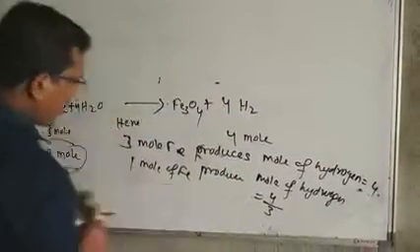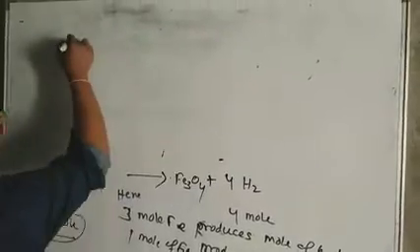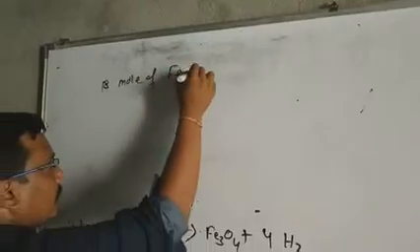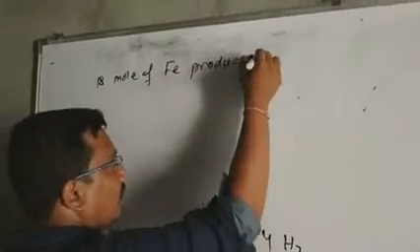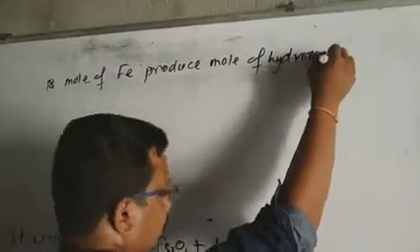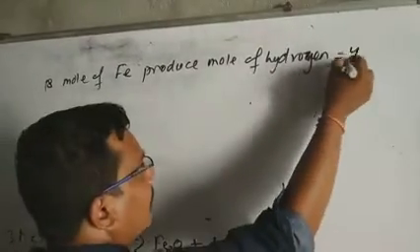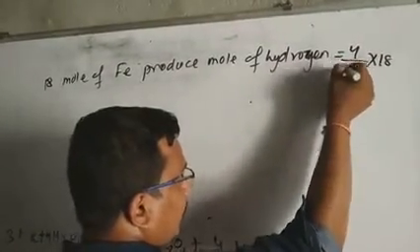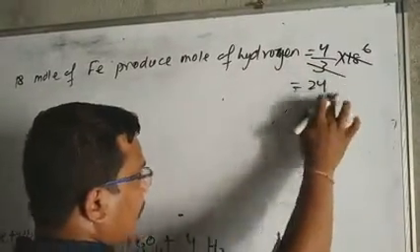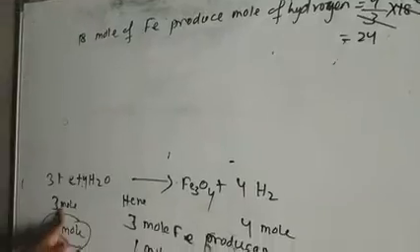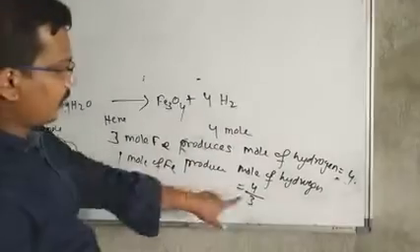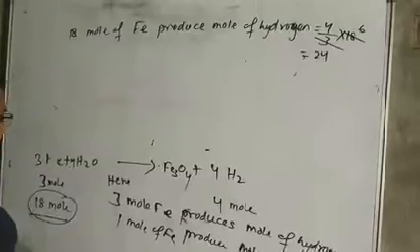18 mole of iron produces moles of hydrogen equal to 4 by 3 into 18. If you simplify, that is 24 mole. From the relation, 3 mole is equivalent to 4 mole of hydrogen. Then we find 1 mole is 4 by 3, then for 18 mole.